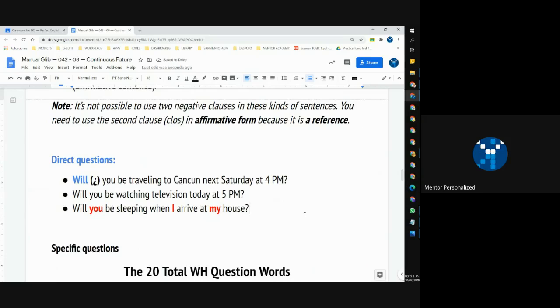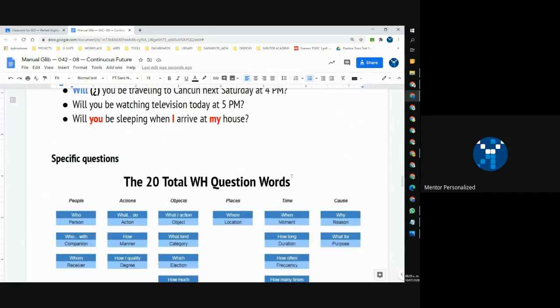Very good. I will be eating when... Excellent. That's it. I will be eating. Okay, because remember, all the context is the same as the context provided by the question, so it's not necessary for you to repeat it. Okay, very good.